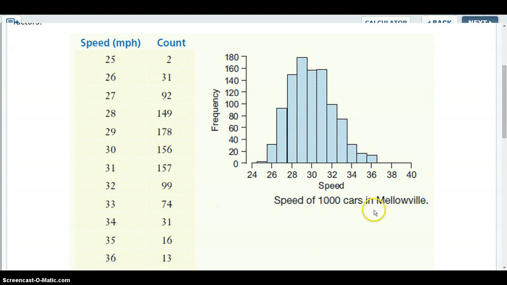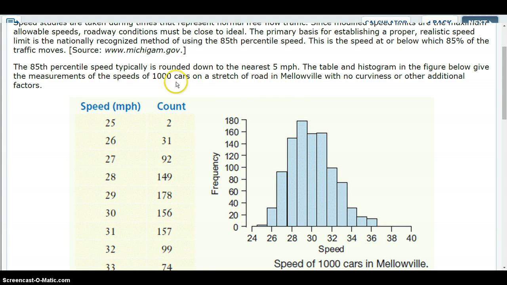So what we have here is Mellowville. They're nice and slow in Mellowville, and we have 1,000 cars that we've measured on this certain stretch of road, how fast they were going. So this is 26 miles an hour, 27, 28. You can see that 29 was the most common speed, the mode, if you will.